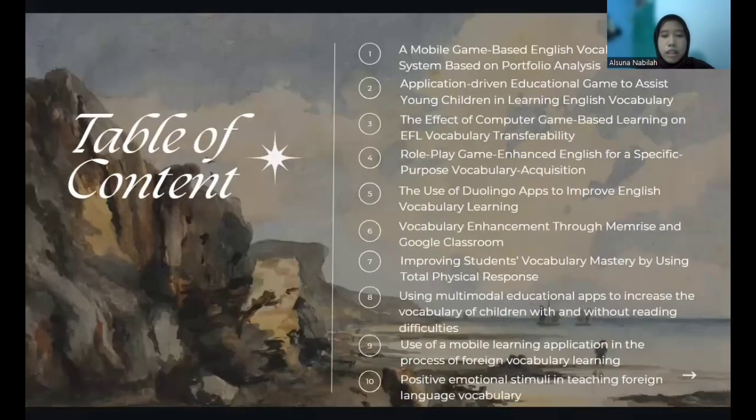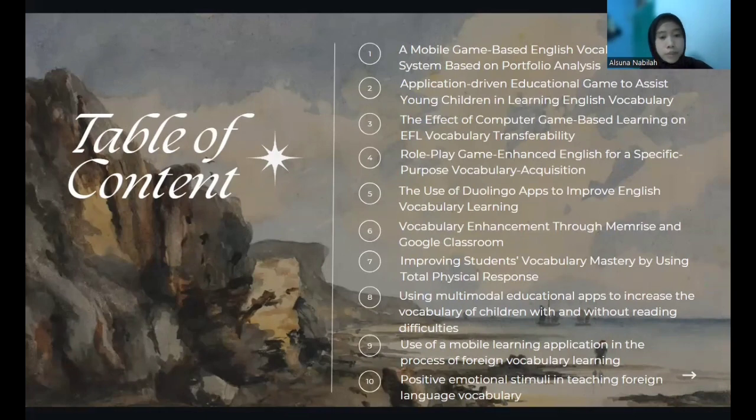So the first article is about a mobile game-based English vocabulary practice system based on portfolio analysis. The second is about an application-driven educational game to assist young children in learning English vocabulary. The third is about the effect of computer game-based learning on English vocabulary transferability, and the fourth is about a role-play game enhancing English for specific purposes vocabulary acquisition. The fifth is about the use of the Duolingo app to improve English vocabulary learning.